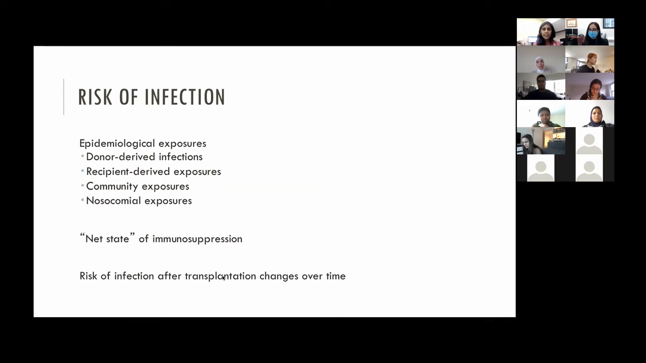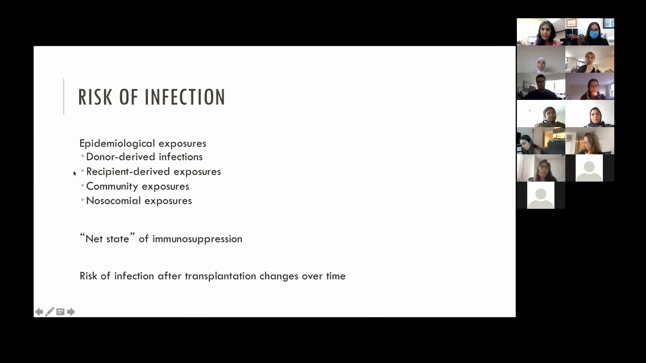When you're seeing a transplant patient and rounding with me, the first thing I ask you is, what is that transplant patient's risk of infection? And how do we think about risk of infection in a transplant patient? Well, these are the factors that we consider, and we're going to go through each of them individually. First, the different epidemiologic exposures that particular recipient may bring to the table. Then what the net state of immunosuppression is. And then where they are in their transplant timeline.